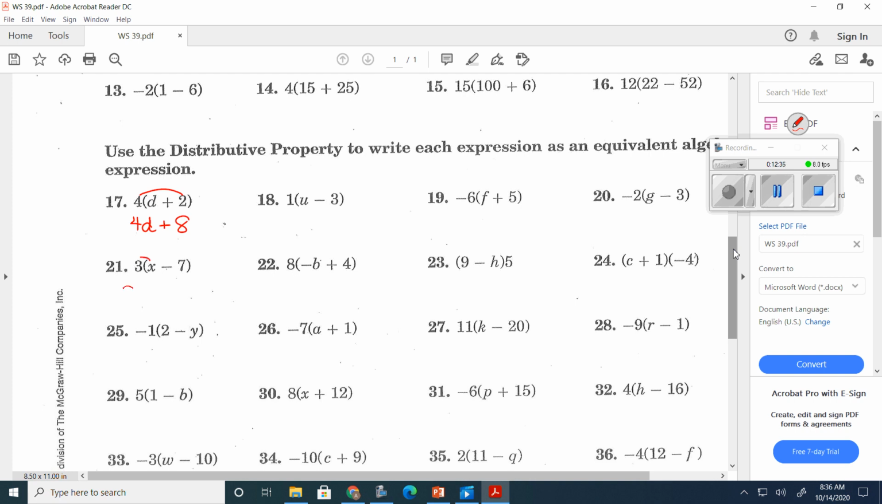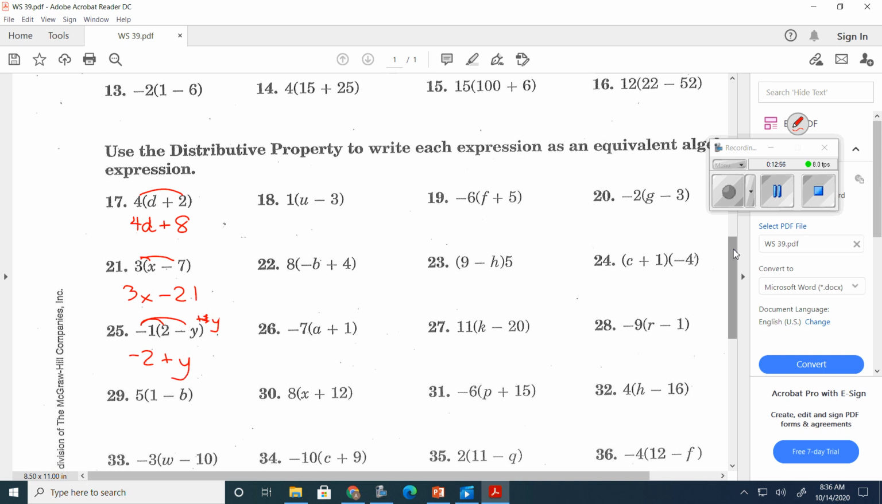3 times x is 3x. 3 times negative 7 is minus 21. Negative 1 times 2 is negative 2. Negative 1 times a negative y. 2 negatives make a positive. That would be a plus 1y. But the 1 can be invisible, so we just say plus y.